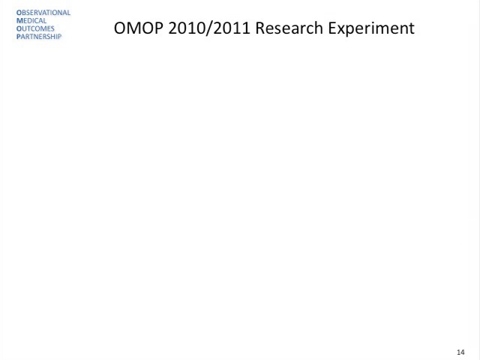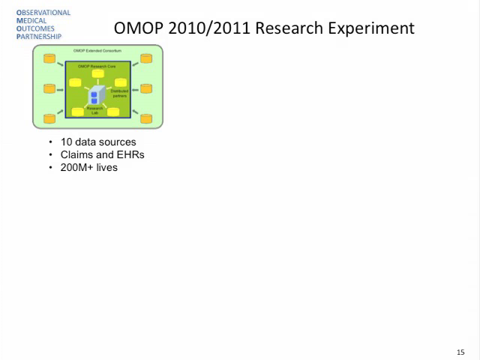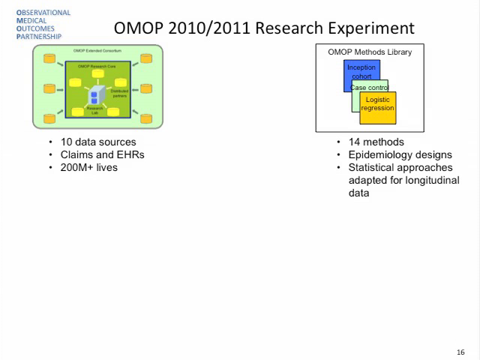So some of you will remember, some of you may have seen in the readings, the first set of experiments that we did. We started out with 10 data sources, several commercially available data sets, the same ones that we used in the next round of experiments, and a variety of distributed partner data sets at academic institutions, healthcare payers, and others that included both claims and EHR examples, and, as Tom mentioned, about 200 million lives of data. We also developed a standardized set of implementations of some of the methods, including epidemiological designs and statistical approaches adapted for longitudinal data that might have been useful.